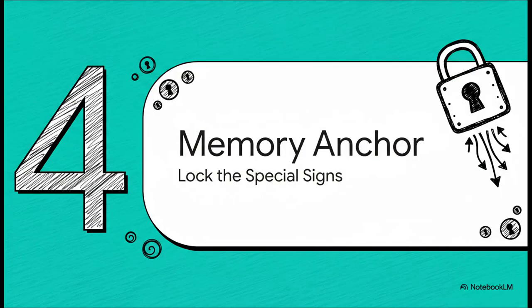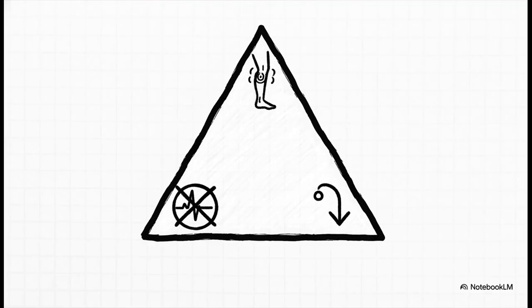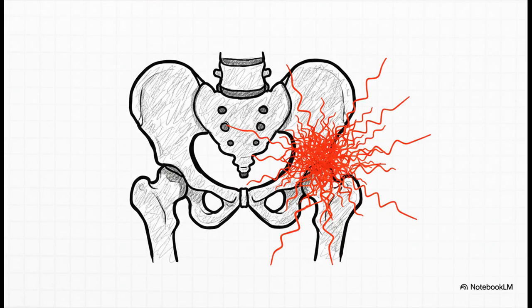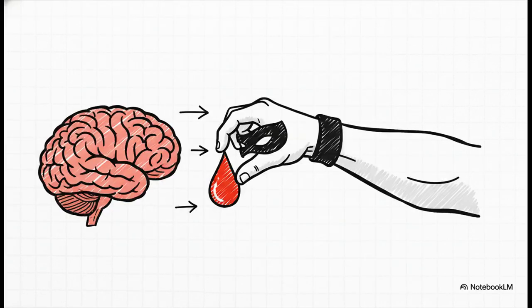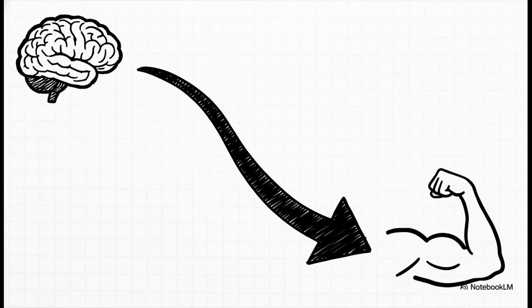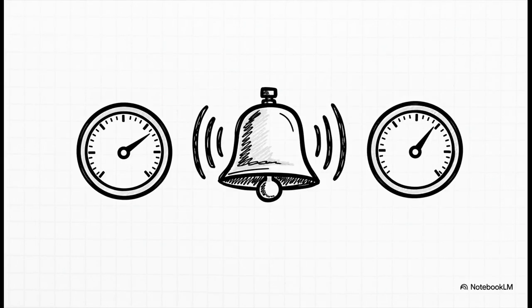Sarah, it's time. Lock the special signs. Leriche is the triad. Hip and thigh king. Pulse is gone. Subclavian is the steal. Brain to the arm. BP gap is the alarm.